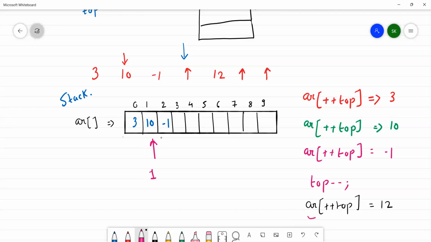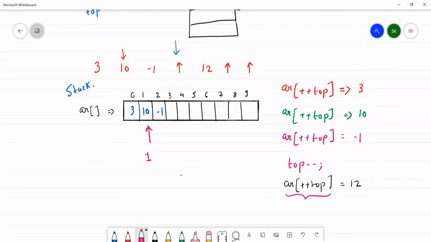then simply we do the same store operation. What is the index of 12? It will be 2. It will be overwritten. Clear to everyone or not?